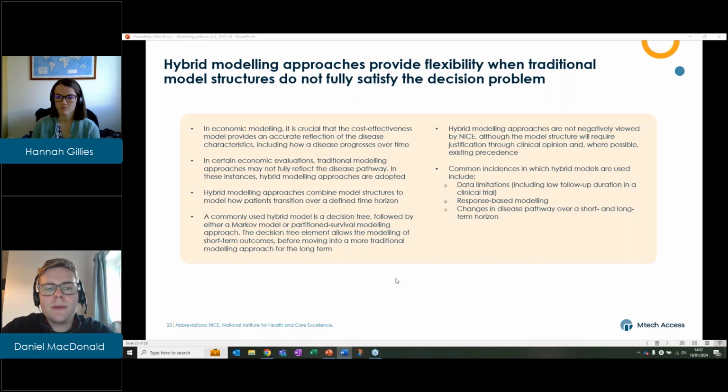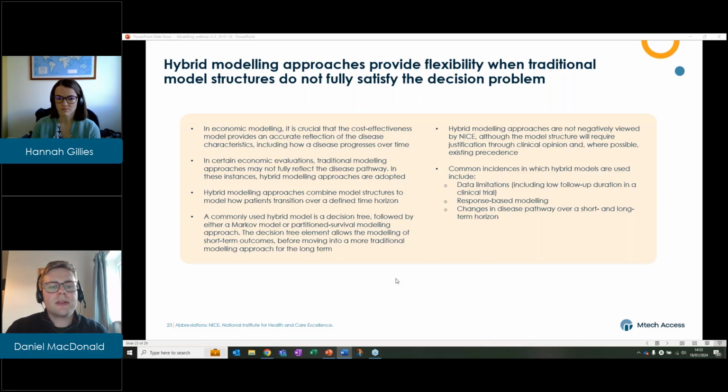Examples where we may use hybrid modelling are when we have, say, response-based models. So models where a patient could experience a specific event, and then that is expected to have an implication on the health outcomes for the remainder of the time horizon or potentially the remainder of their lifetime. So in cases such as response-based modelling, one of the modelling approaches may not be sufficient. So what we may use instead is, say, a decision tree process.